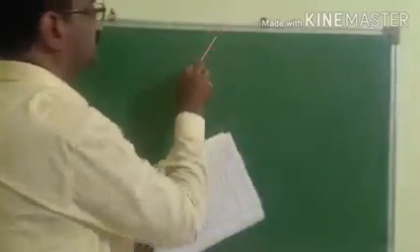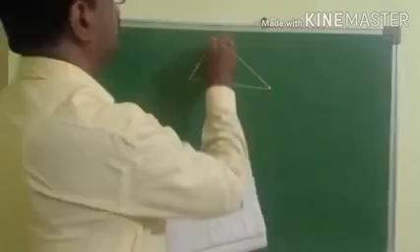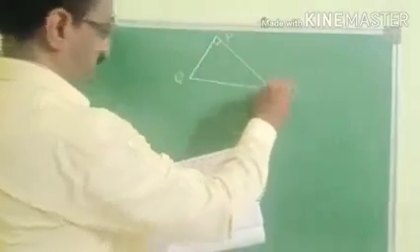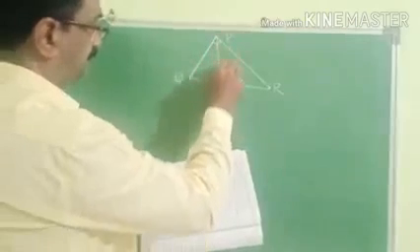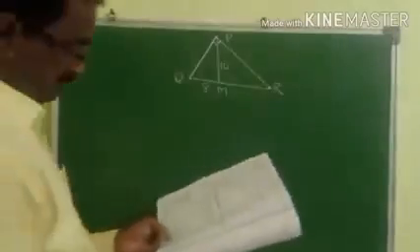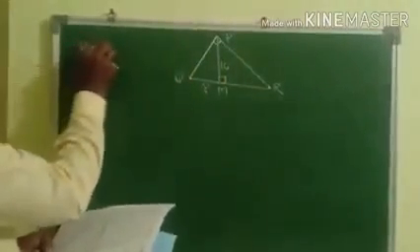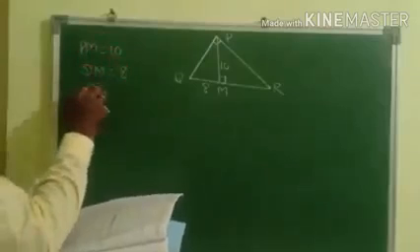Problem number 3. See the figure. This is a right angle triangle. The name of the triangle is QPR, and this point is M. This is 8. Angle QPR is 90 degrees. Segment PM is perpendicular to segment QR. PM is equal to 10, QM is equal to 8, and we have to find QR.